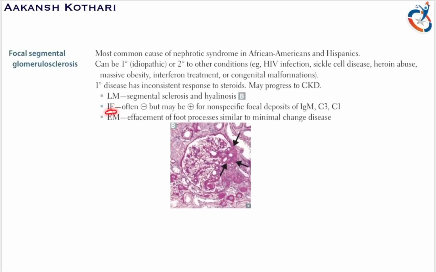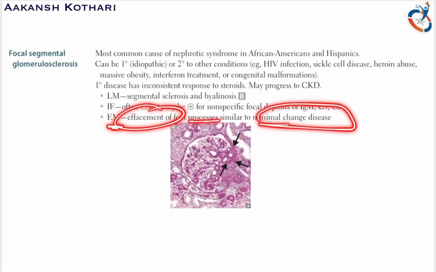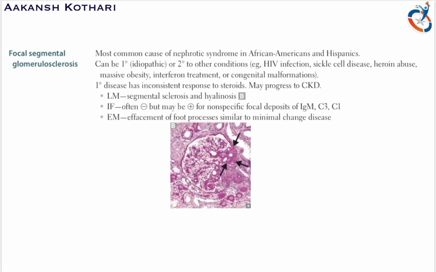When we check for immunofluorescence, there is negative immunofluorescence because rarely any immunoglobulins are deposited in the glomerulus during focal segmental glomerulosclerosis. But if there is a deposition of IgM, C3 or C1, that is the complements, then it can lead to positive immunofluorescence, but it is majorly negative. Under electron microscopy, we see the same finding as in the minimal change disease, that is the flattening of the podocyte foot processes. Is it clear?